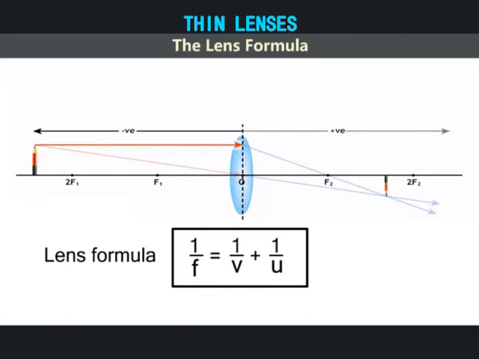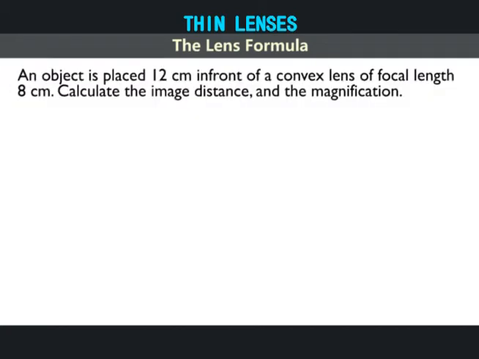For example, an object is placed 12 centimeters in front of a convex lens of focal length 8 centimeters. Calculate the image distance and the magnification. Now, because it is a convex lens, the distances are positive. u is 12 centimeters and f is 8 centimeters, so we find v.